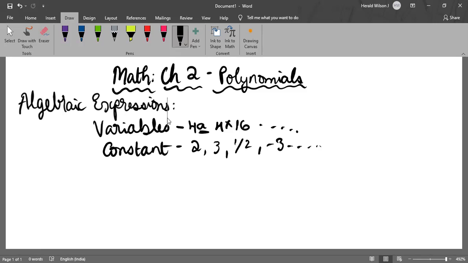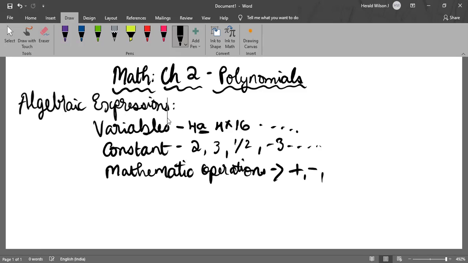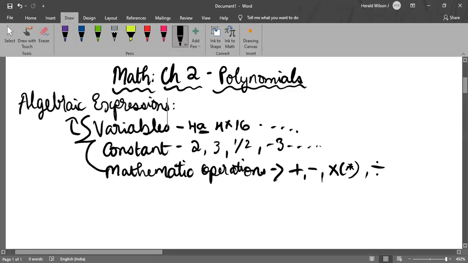Okay. Then, what are mathematical operators? So I think all of you know this, that this is nothing but plus, minus, multiplication, or sometimes we write multiplication like this also, and then we have your division sign. So these are nothing but mathematic operations, and a combination of all these three makes up algebraic expressions.